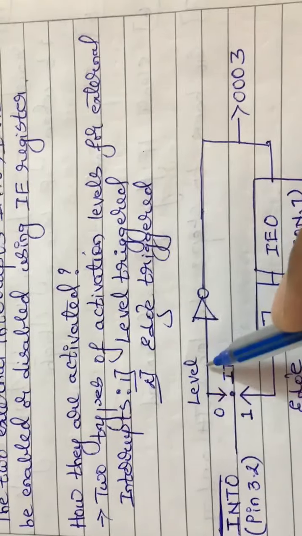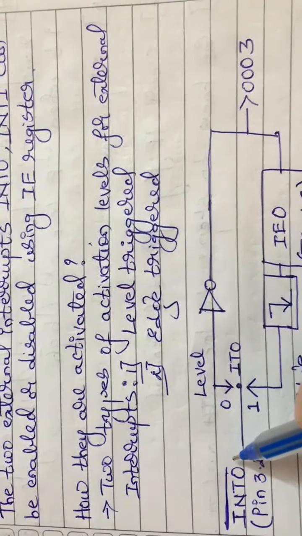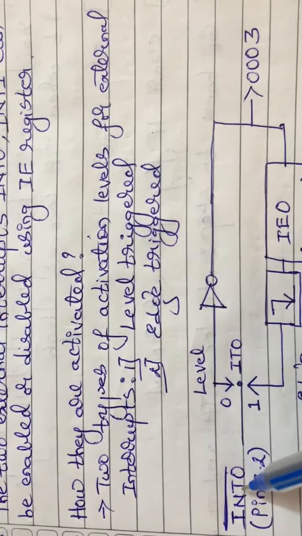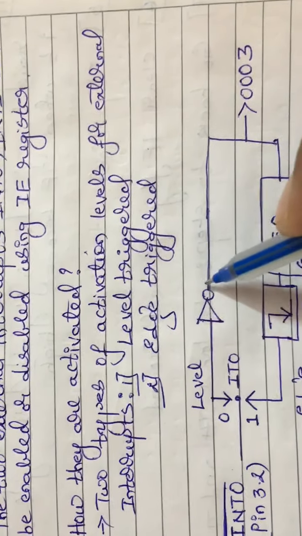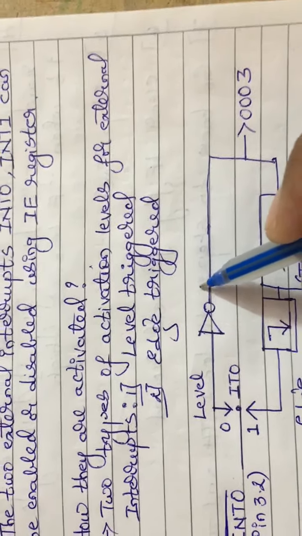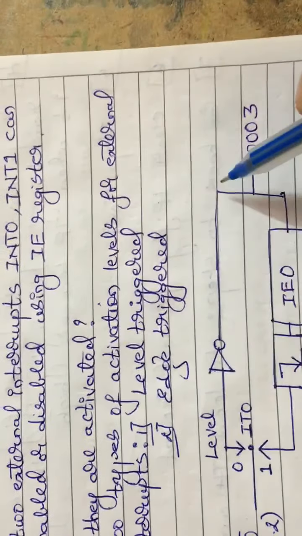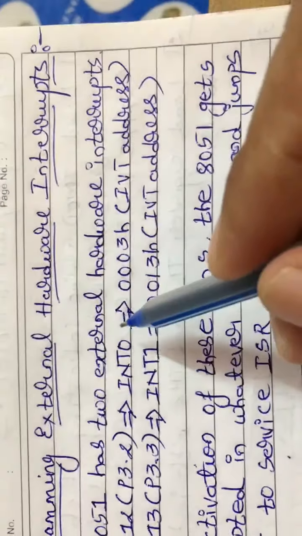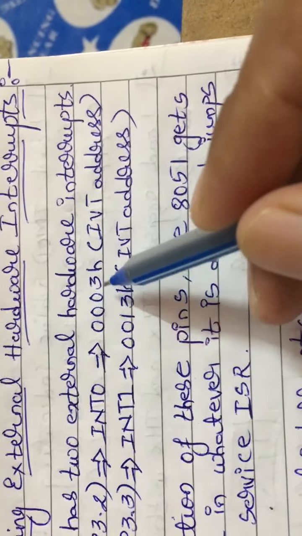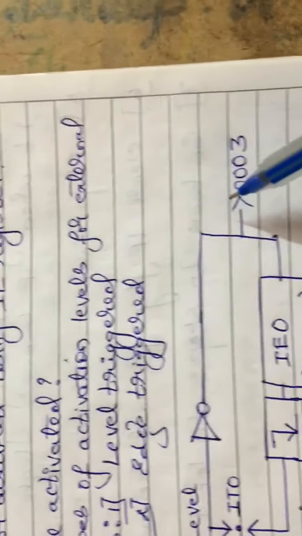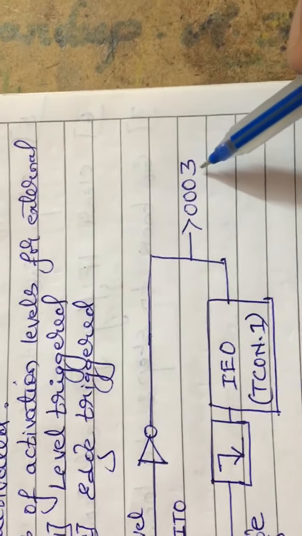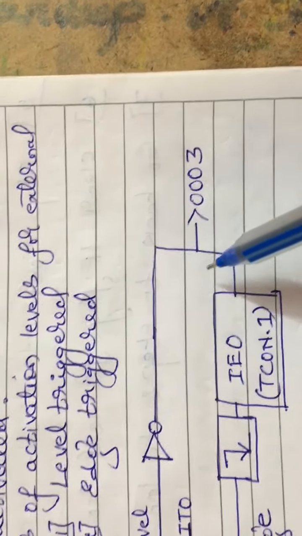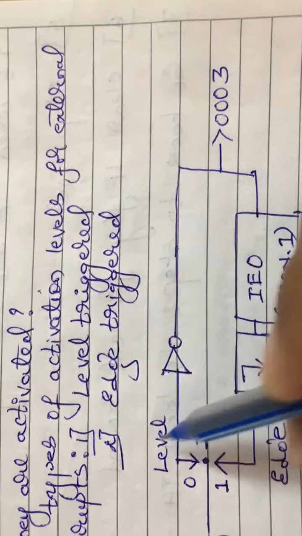If I send the low level value into INT0, then the value of that will be equal to 1. That means the interrupt has occurred at pin 3.2, and it will go to the IVT address 0003H. As I said, INT0 has 0003H. So it will move to 0003H and execute the instructions of the ISR, and it will go back to the main program. So this is the case of level triggering.